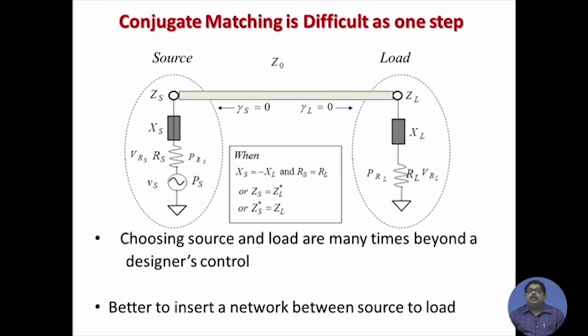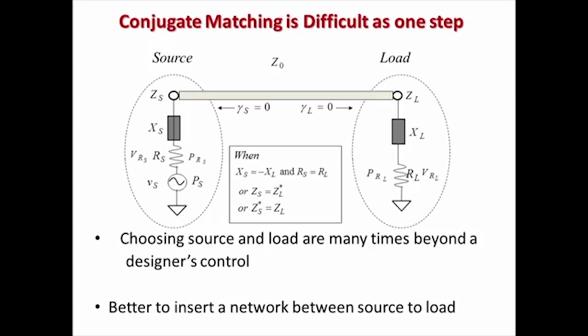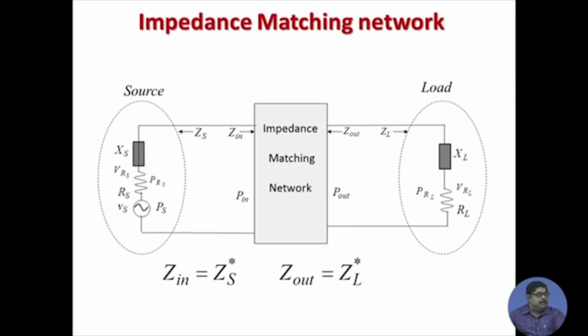Now, that always is not in the hands of the designers. A microwave engineer should be able to do that given a load and source, but he can always put a network in between, and that network will do the job of impedance matching. We call it the impedance matching network. So, he should be able to insert a network between source and load for giving this. This is called the impedance matching network.